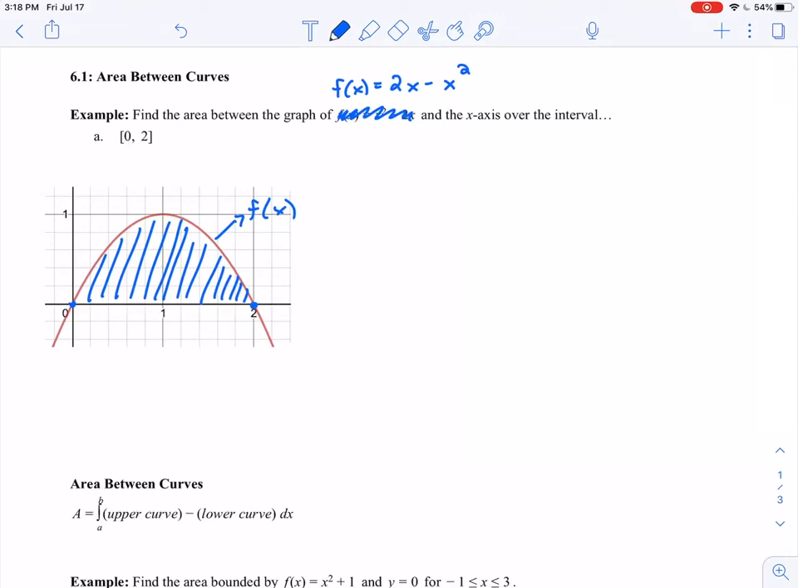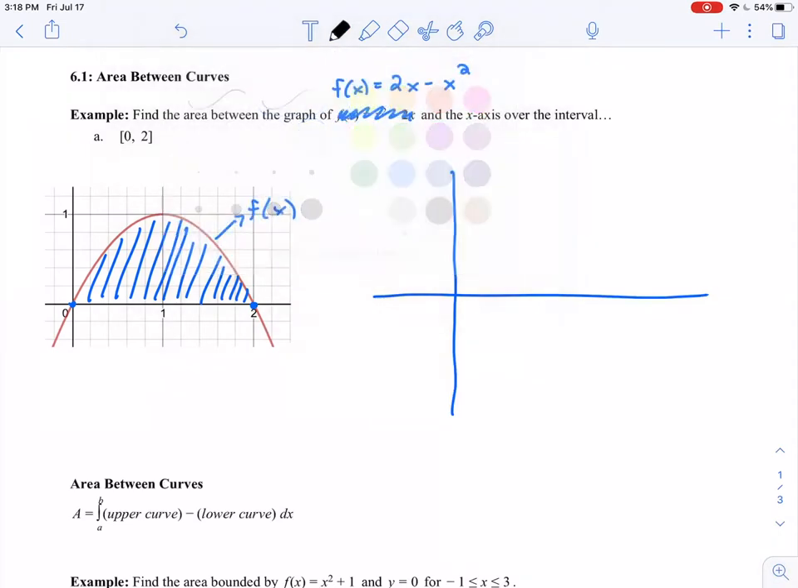In this section, we're going to see if we can build on the idea that the definite integral tells us net area bound by our function and the x-axis. So we're going to see if we can use the definite integral to find the area between two curves.